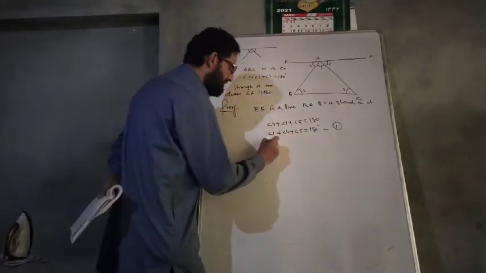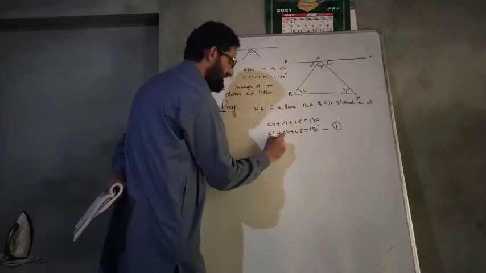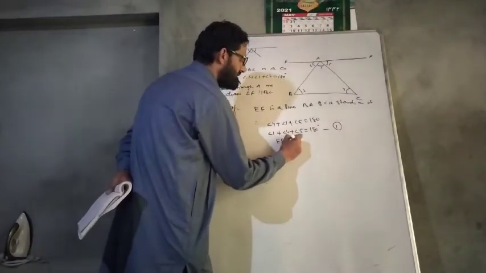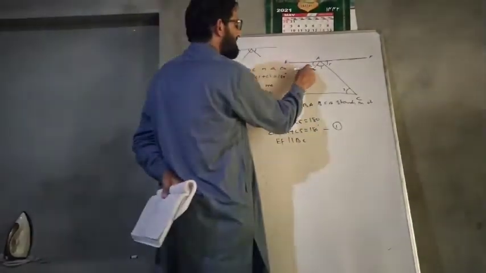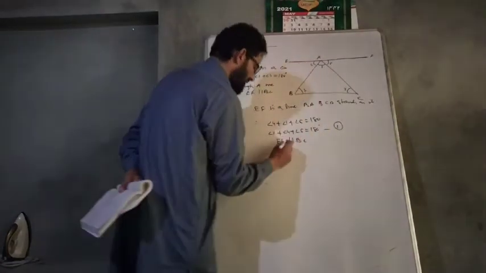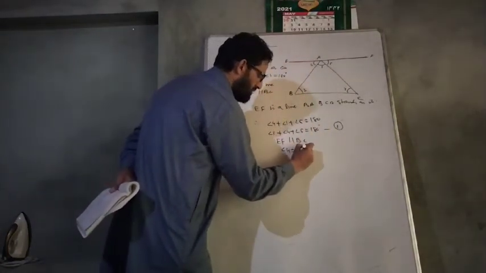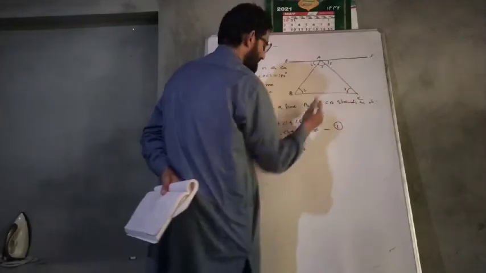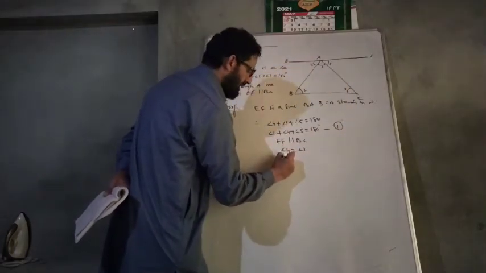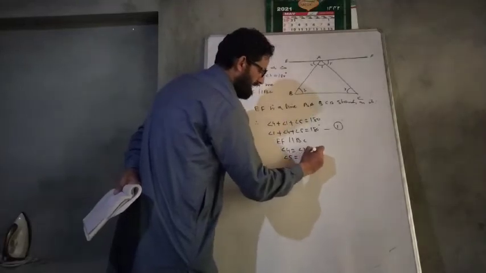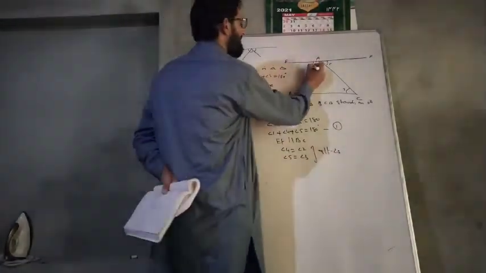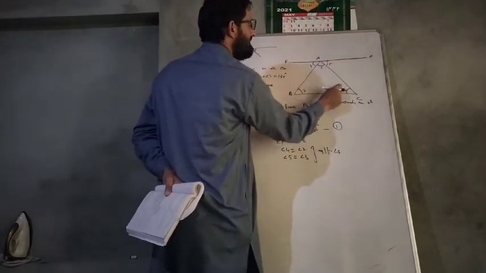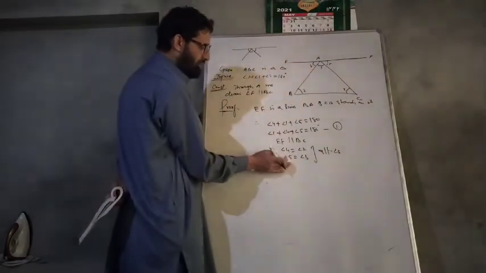Now, since by virtue of our construction EF is parallel to BC, when two lines are parallel, then alternate angles are equal. Therefore, angle 4 is equal to angle 2. And similarly, angle 5 is equal to angle 3. These are alternate angles, because lines are parallel by virtue of our construction. So angle 4 is equal to angle 2 and angle 5 is equal to angle 3. Now, putting the values in equation first.